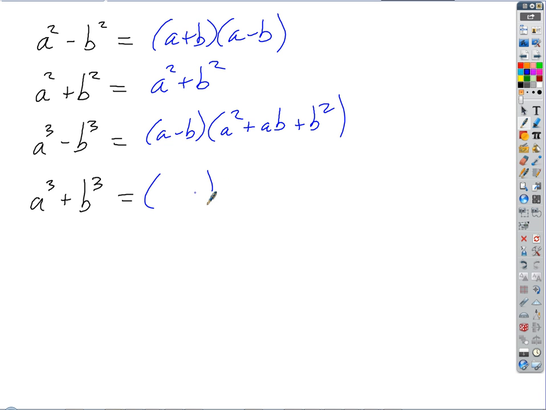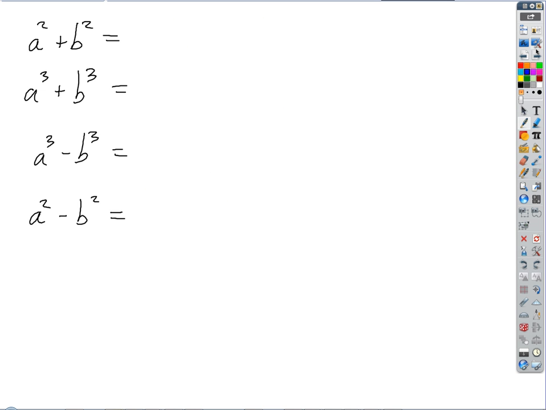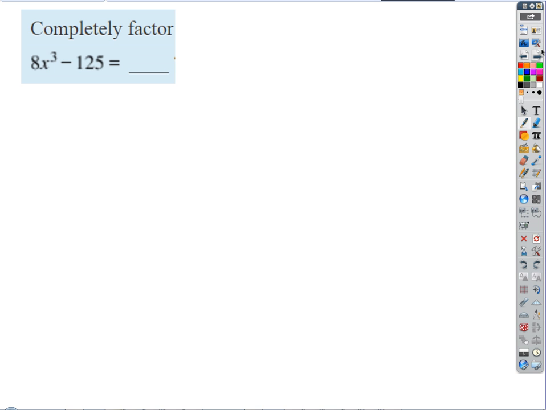Cyrus. A plus B times A squared minus AB plus B squared. Good. Very good. Okay. So let's just try a couple problems with these, right? Here's kind of where we left off yesterday. So what about something like this?